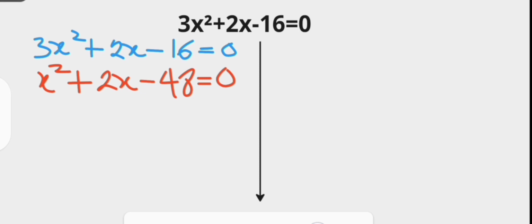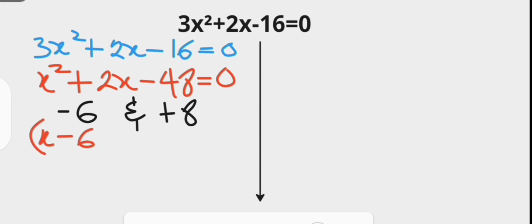Now, what are these factors? The factors are negative 6 and positive 8, which when added together will give us positive 2. So the quadratic equation simply factors as (x minus 6)(x plus 8) equals 0.